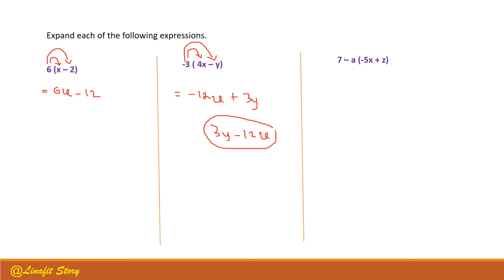And how about this one? 7 minus a open bracket negative 5x plus z close bracket. So this is 7 and then negative a times negative 5x is positive 5ax, in alphabetical order, a first then x. Next, negative a times positive z is negative az. So the answer is 7 plus 5ax minus az.